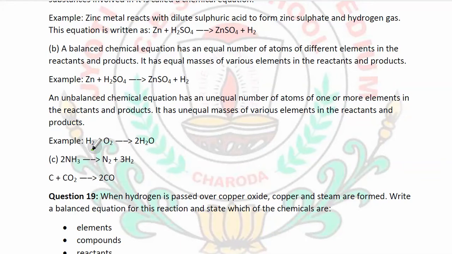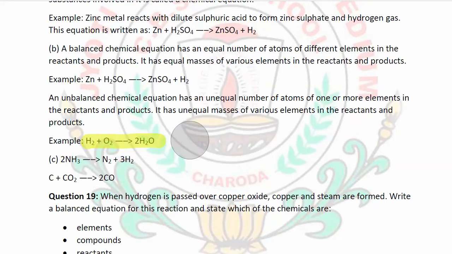So here the example is H2 plus O2 gives 2H2O. So here you can see that 2 hydrogen plus 2 oxygen gives 2 hydrogen. No, it is not the correct answer. The correct answer will be like this: H2 plus O2 gives 2H2O. Yes, it is correct, because 4 hydrogen is there on one side and only 2 hydrogen is present on the other. So it is a chemically unbalanced equation.